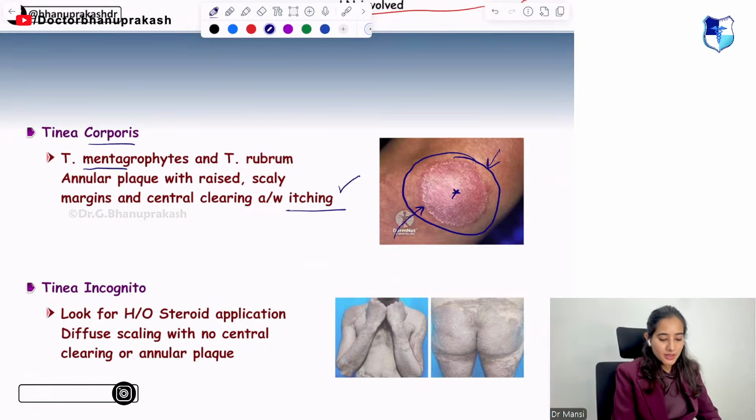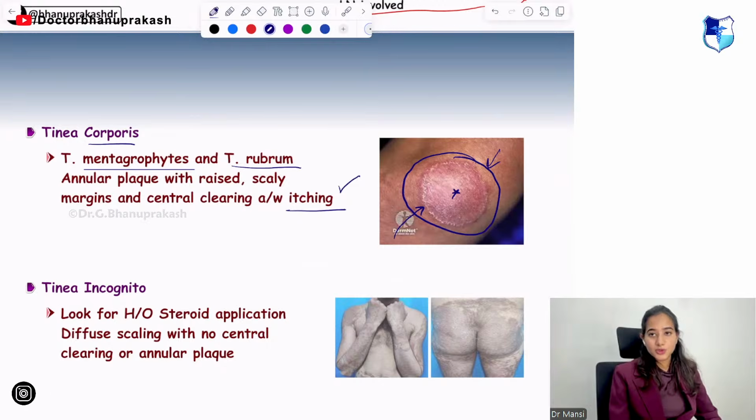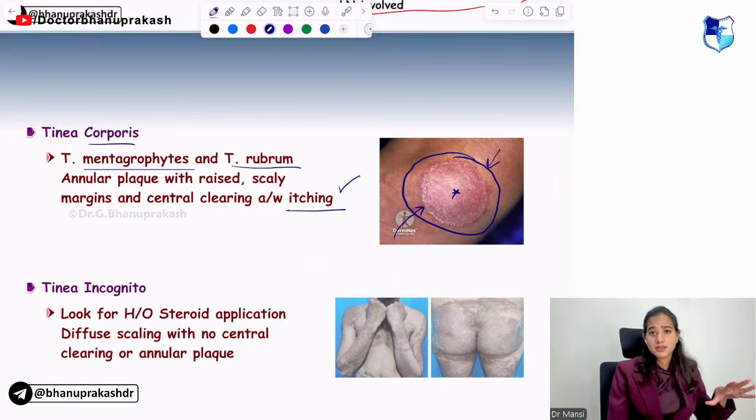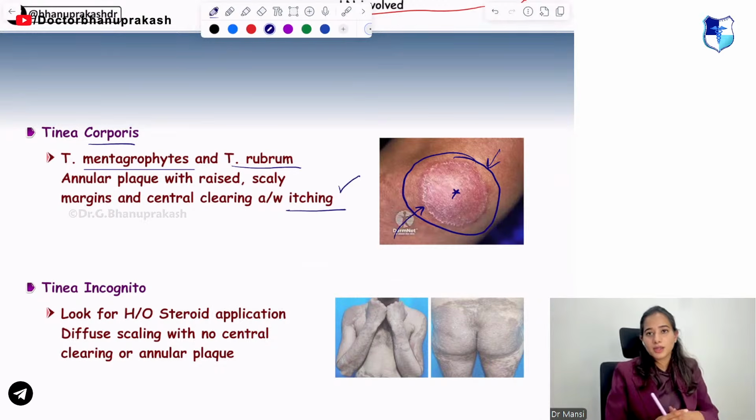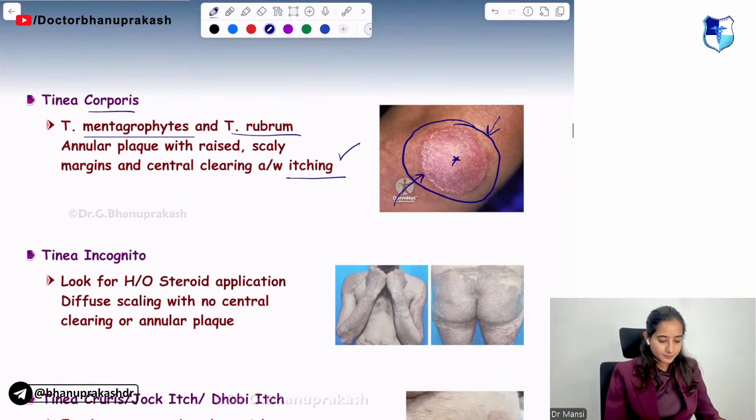Okay, so this is caused by Trichophyton mentagrophytes and Trichophyton rubrum. I hope this is very easy to diagnose. The tinea corporis, very classical finding is there: the annular plaque, the borders of this plaque are raised, okay, and very itchy it is.